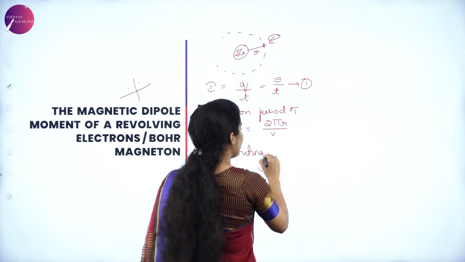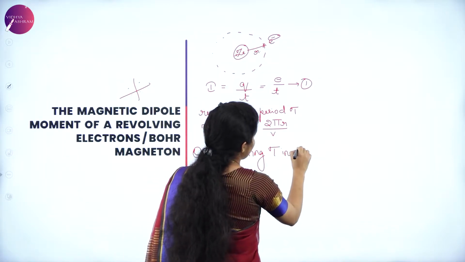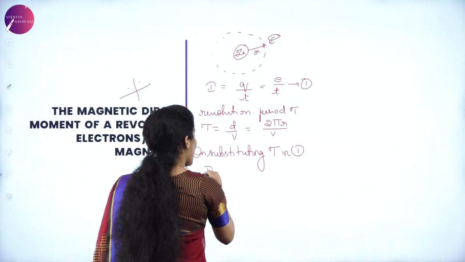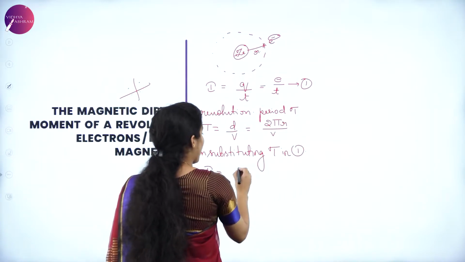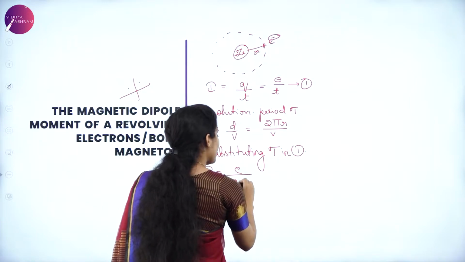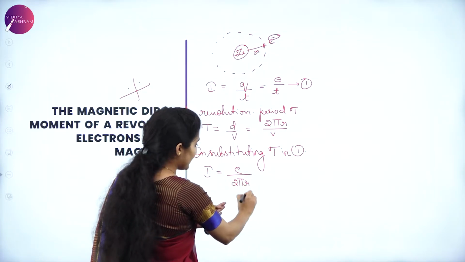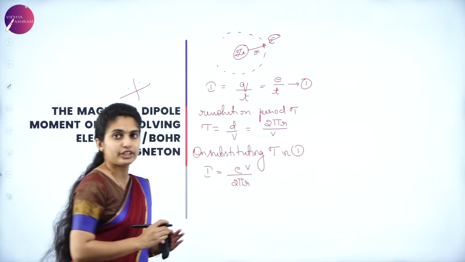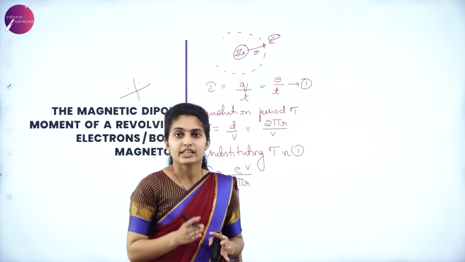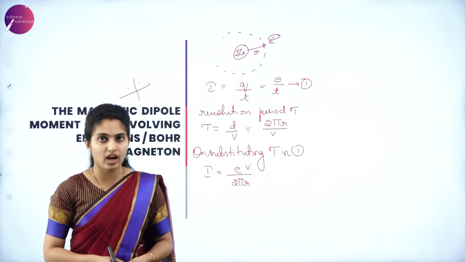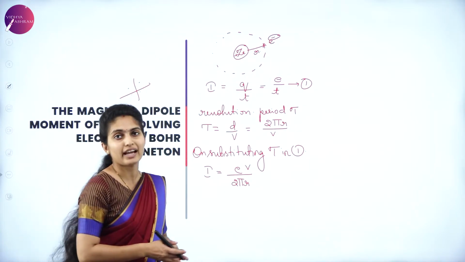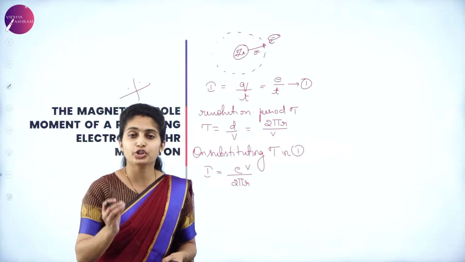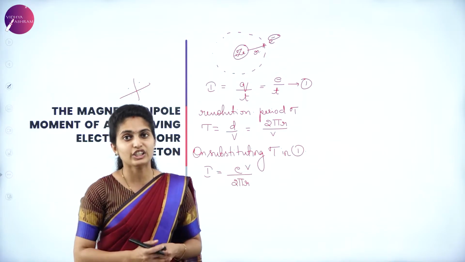On substituting the value for T in equation 1, we have I is equal to e divided by 2 pi r divided by v. This v goes to the numerator, so you can write it as v over here. So you have ev divided by 2 pi r. So this is the concept of I in the case of the revolution of the electrons around the nucleus.